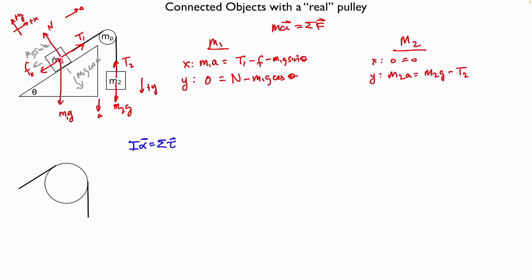Down? This way? Which way is the pulley accelerating? Clockwise or counterclockwise? Clockwise. How do you know it's clockwise?